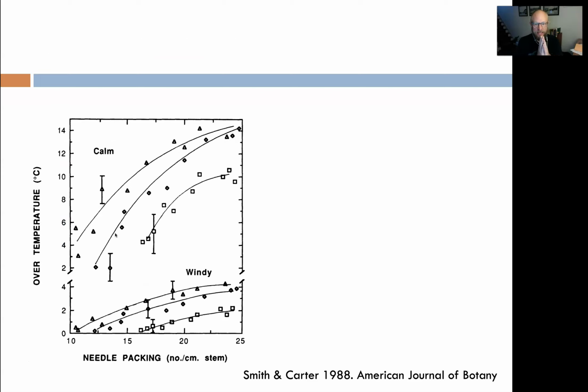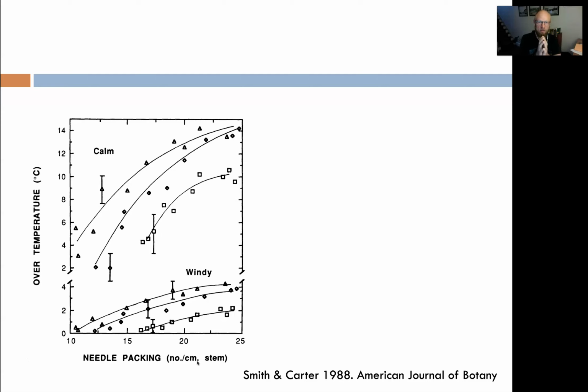So needle packing is how many needles are packed in a certain length of a stem, okay? So on the x-axis of this graph, you can see needle packing, and it's the number of needles per centimeter. So it's how many needles there are per 1 centimeter. All right, so a plant that has 2 needles per centimeter has less needle packing than a plant that has 20 needles per centimeter. Okay, so needle packing causes your needles to be more dense on the stem.